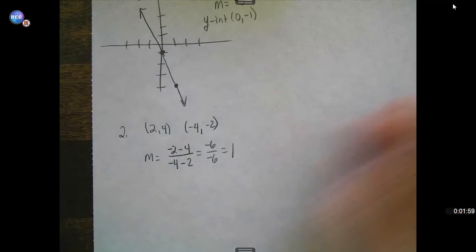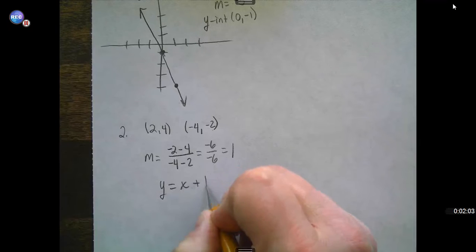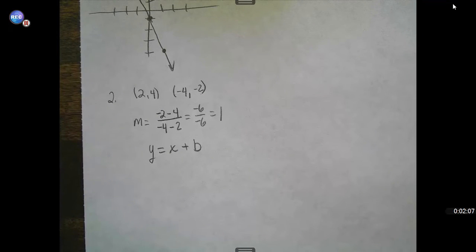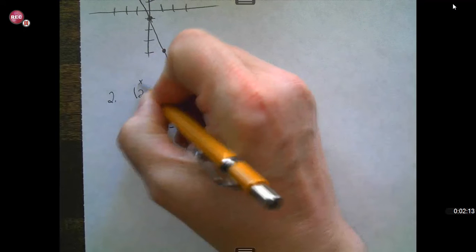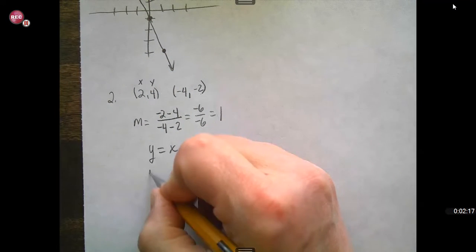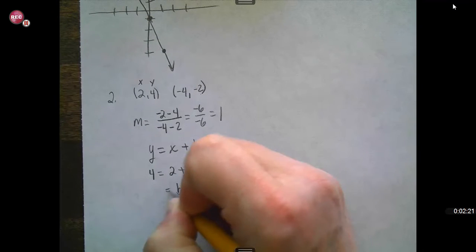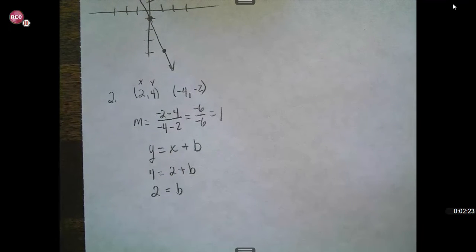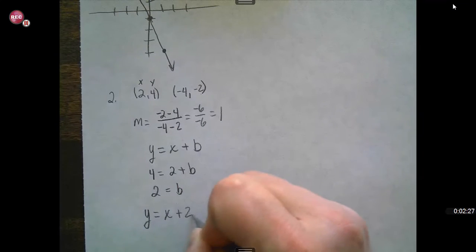It looks like I'm going to get negative 6 over negative 6, so the slope is 1. So far that leaves me with y equals x plus b. Because the slope is 1, I don't have to write it there. It's understood to be there. Then I plug in either one of these points for x and y to solve for b. So I'm going to put in 4 for y and 2 for x, and I solve that for b, and I get 2. So my answer, y equals x plus 2.